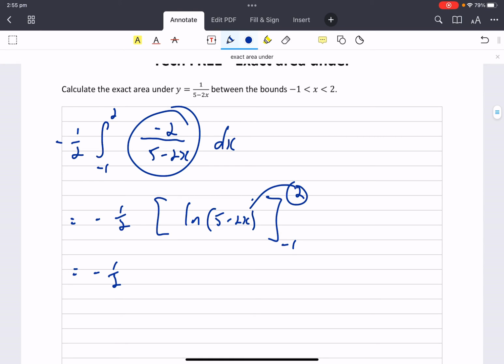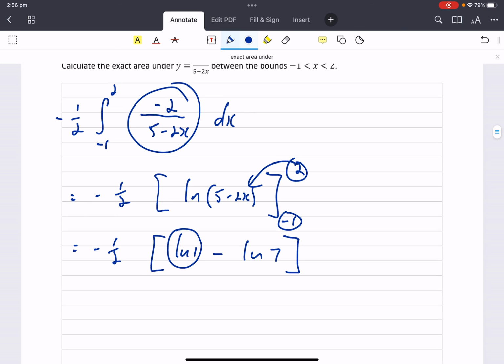I'm going to put the 2 in there. 2 2s are 4. 5 minus 4 is log 1. And then I'm going to subtract when the negative 1 goes in there. 2 times minus 1 is minus 2, so it's plus 2. So it's a 7. The natural log of 1 is 0, so it goes.